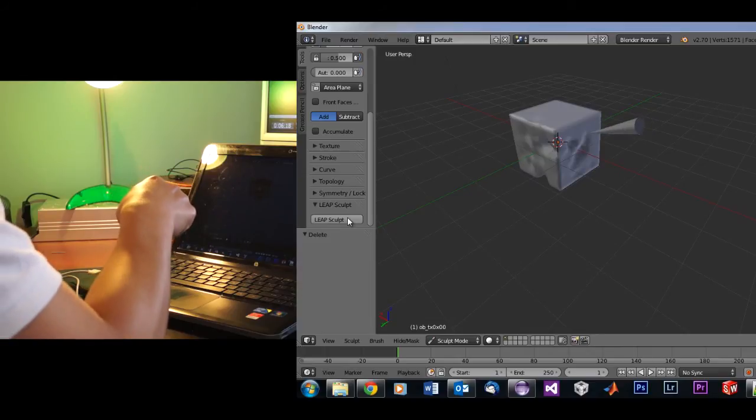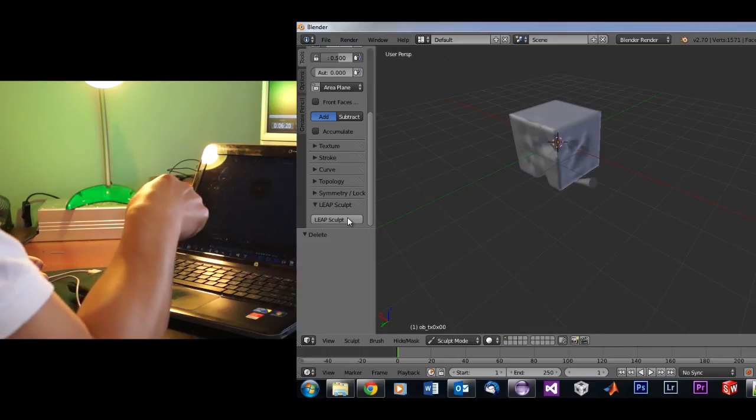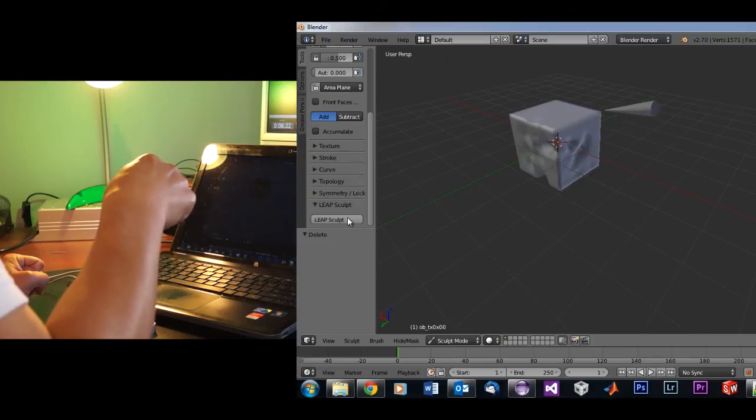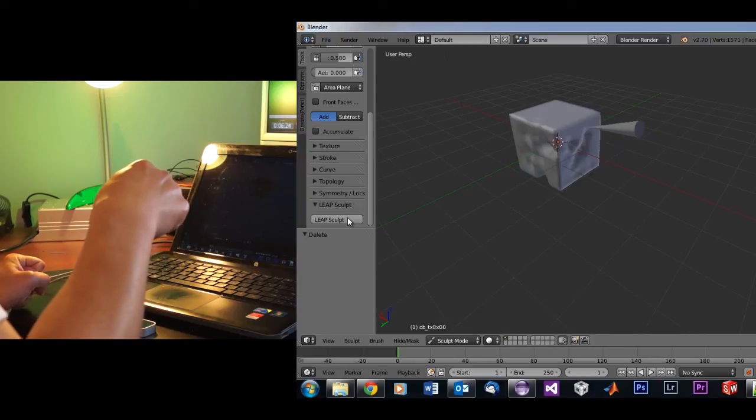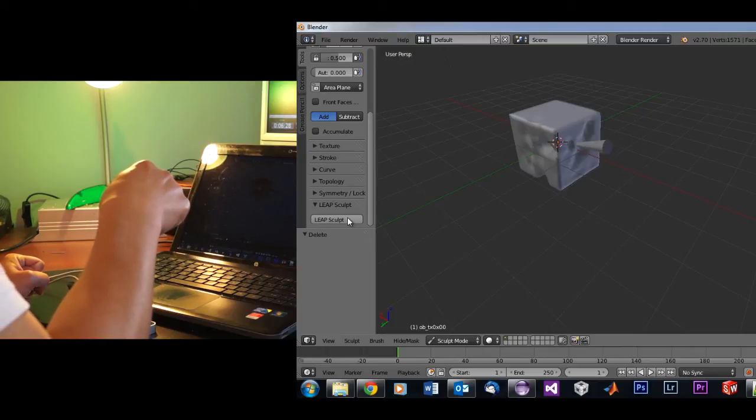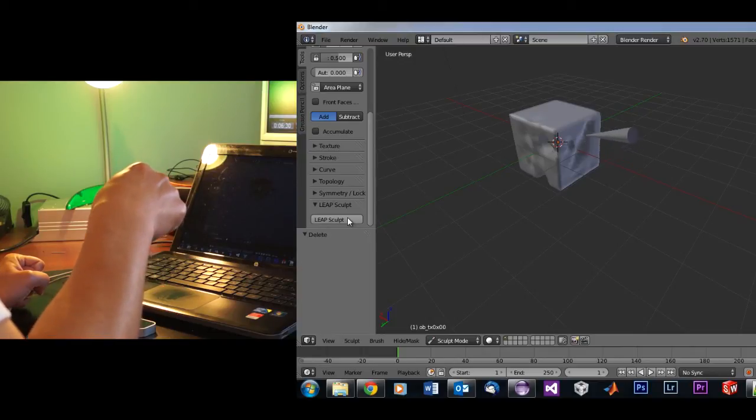I find that the tracking accuracy goes down when you're tracking two hands at the same time on the leap. I'm not sure if that's because I have trouble coordinating both my hands doing different things, or actually the leap is not as good when it's detecting two hands at the same time.